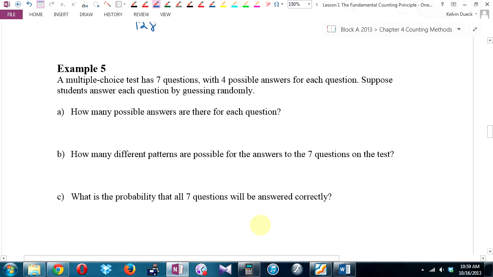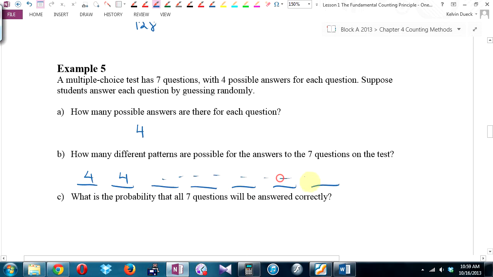Example 5. A multiple choice test has 7 questions. How many questions? With how many possible choices for each question? 4. Let's suppose you randomly guess here. You've always wondered this. How many choices are there for each question? How many questions are there grand total? Draw 7 blanks. 1, 2, 3, 4, 5, 6, 7. Brandon, how many choices do I have for the first question? 4. How about for the second question? 4. How about for the third question?